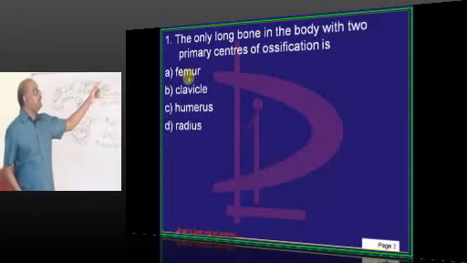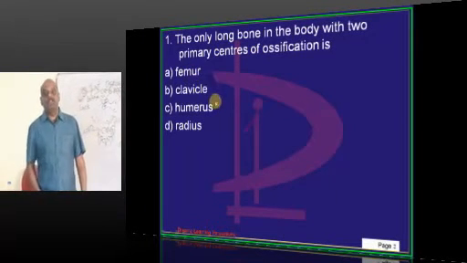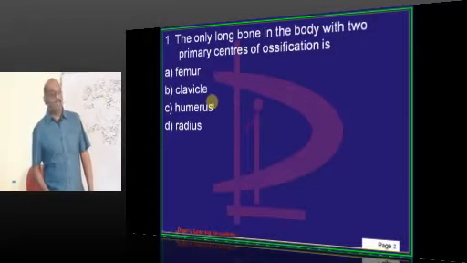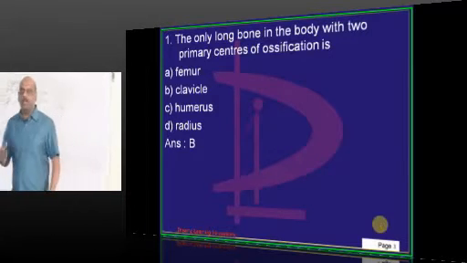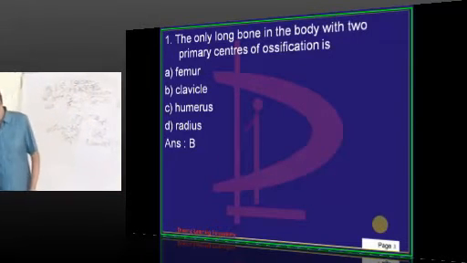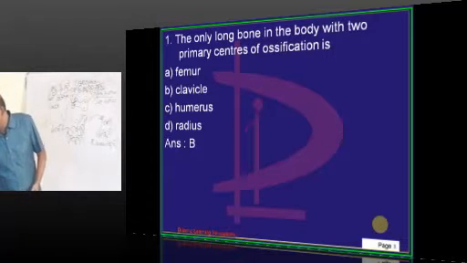The only long bone in the body with two primary centers of ossification. What is your answer, doctor? We need to remember clavicle. Clavicle has a lot of exceptions. It's the only horizontally placed bone in the body, etc., etc.